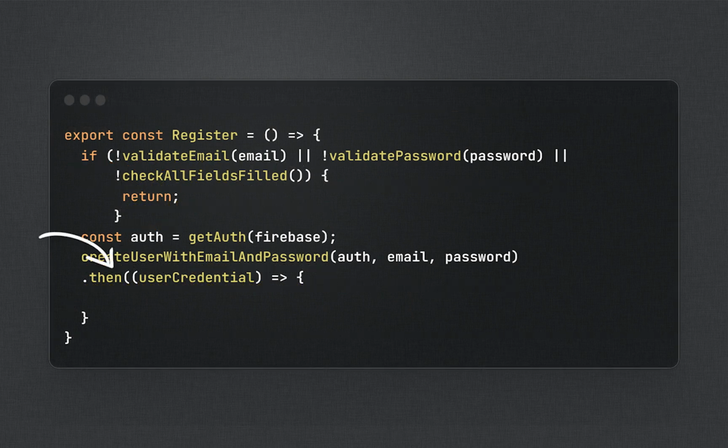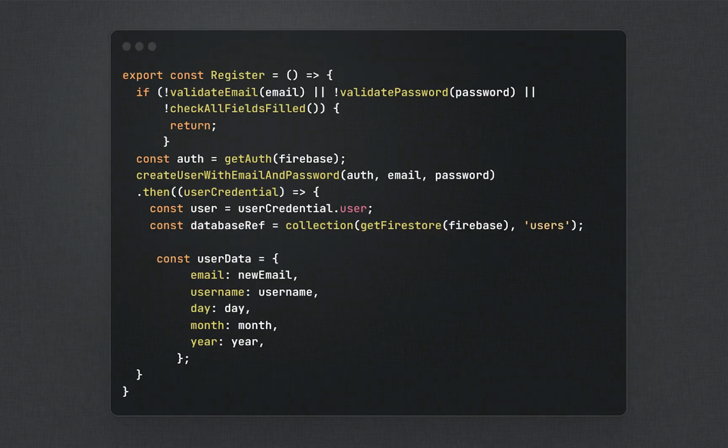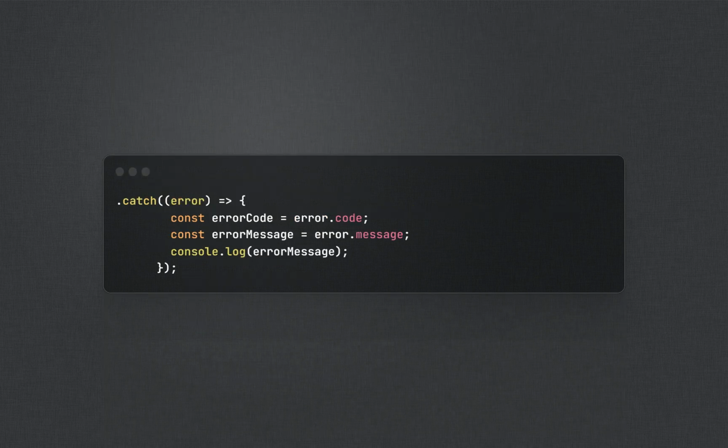Then we add this line that sets up a promise callback that is executed when the user account creation is successful. The user credential parameter contains information about the newly created user account. And we store the user information in a constant with the name user. Then we access the users collection. We create another constant with the name userData that will store the user's input values and other details. Then we save the userData object as a document in the users collection. And lastly, we add this block of code for debugging purposes.